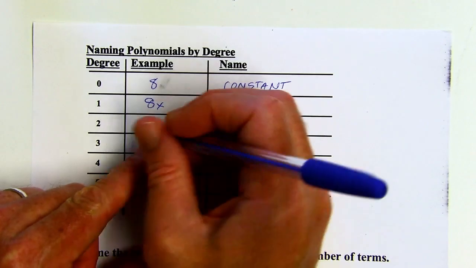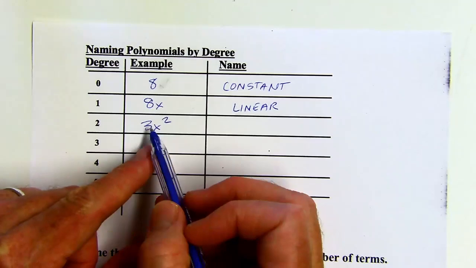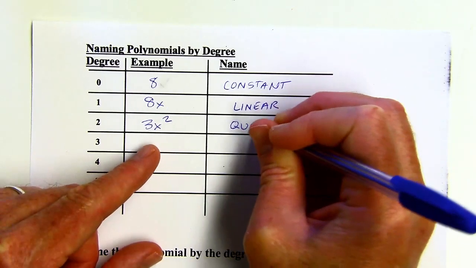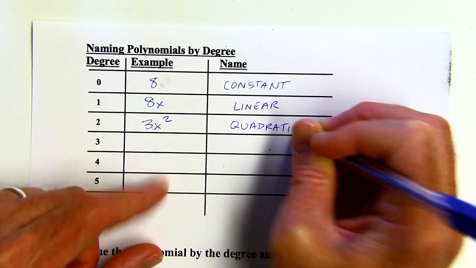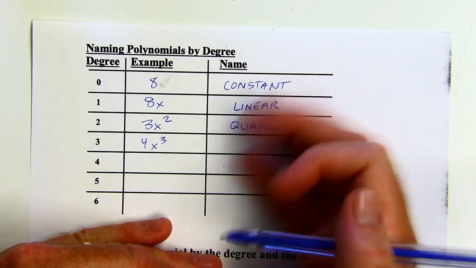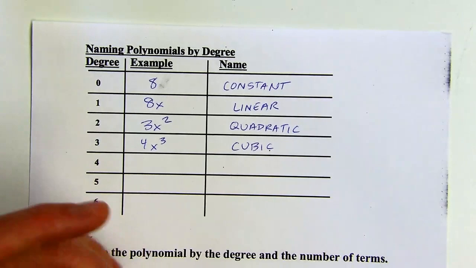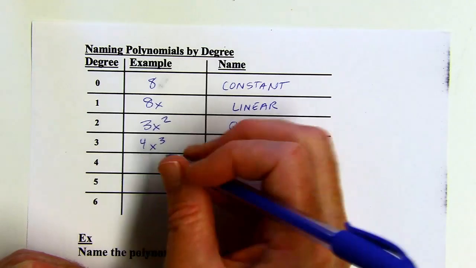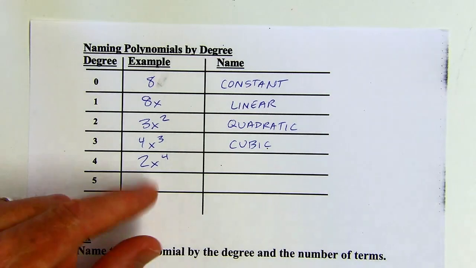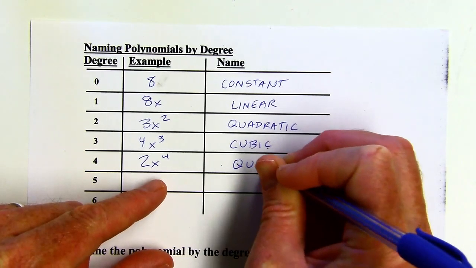And then second degree, maybe we'd have something like this, 3x squared. If you graphed y equals 3x squared, it's going to be a parabola. So this one's called quadratic. And then if you have something to the third power, this is going to be a cubic function. Something cubed is raised to the third power. And then fourth power, like that, is going to be quartic. I almost said quadratic. Quartic.